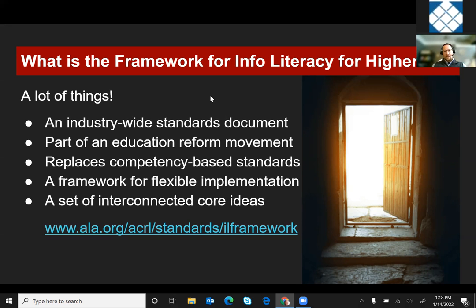This one is looking at creating a framework so that ideas can be implemented in a variety of ways, because there were problems with the old competency-based standards in that interpretation wasn't really available in there. So community colleges would struggle with them, or graduate programs would work on them differently. So this framework lets them be implemented more flexibly. And it's designed as a set of interconnected core ideas. And that's what we're going to talk about in the next part, these core ideas.